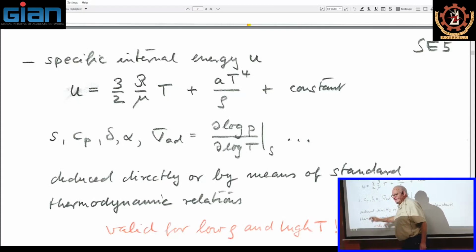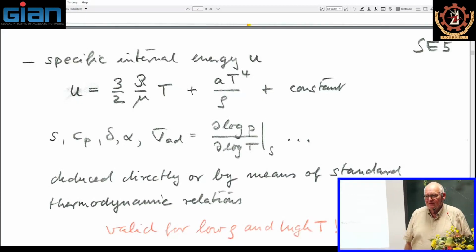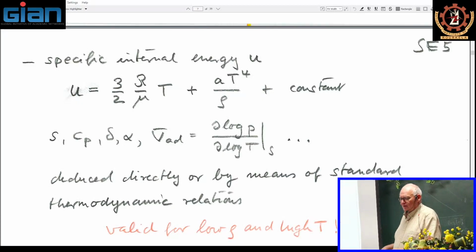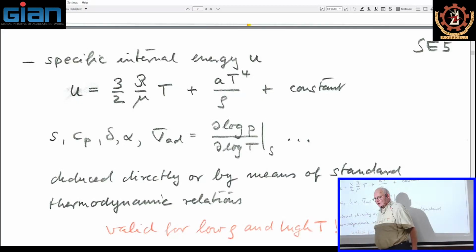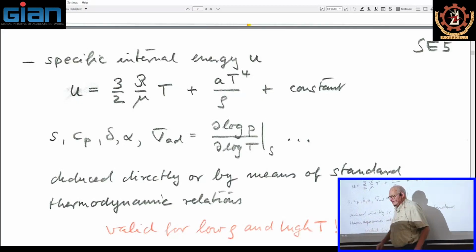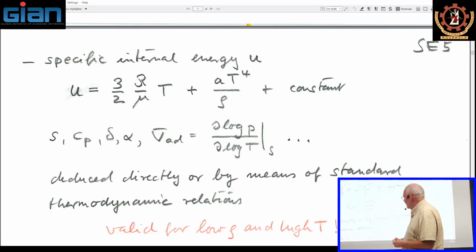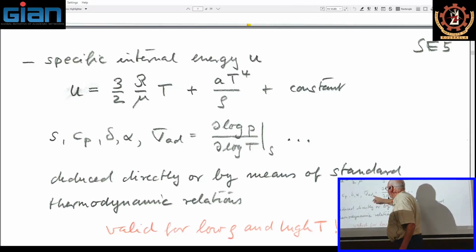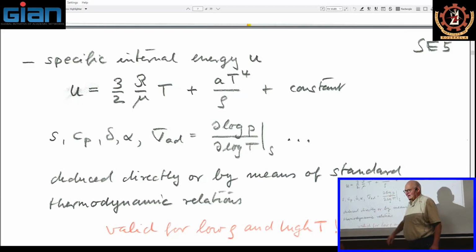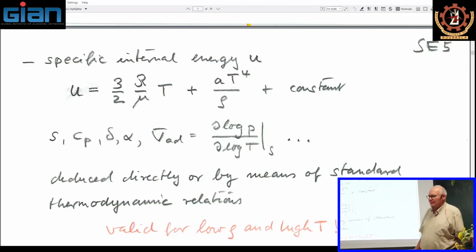These are the coefficients, the logarithmic derivatives occurring as coefficients in the equation of state. So this is d log rho by d log P at constant temperature, and this is d log rho by d log T at constant pressure with a minus sign. We also have quantities like this, nabla adiabatic. This is defined as d log P by d log T at constant entropy.